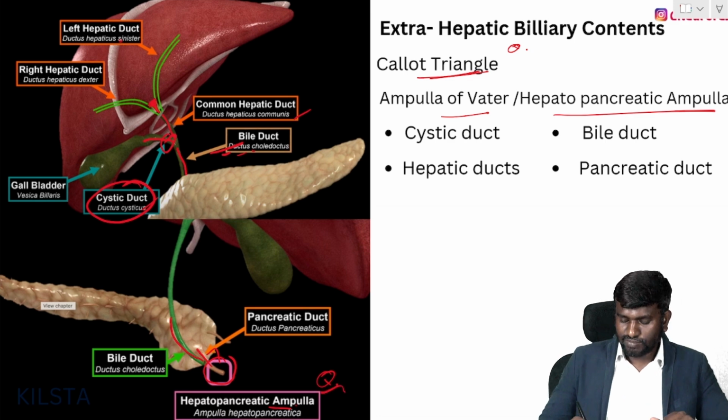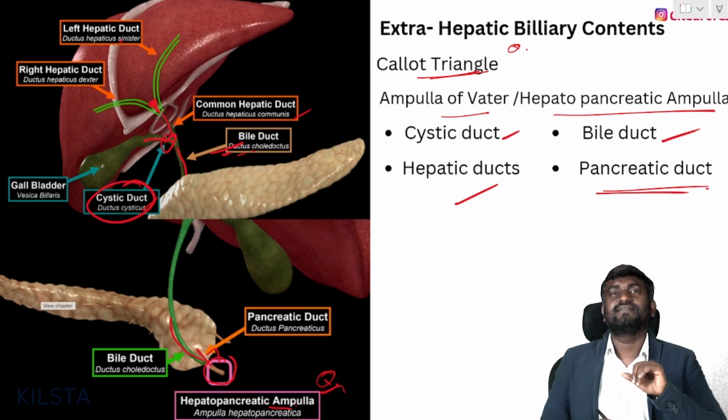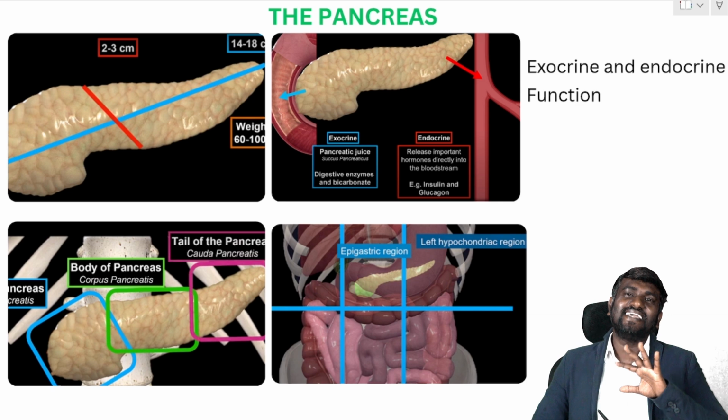You are going to remember the cystic duct, bile duct, hepatic duct, and the pancreatic duct. It's all given here. Try to revise it carefully. Let's study the anatomy of the pancreas beautifully. Let's go.